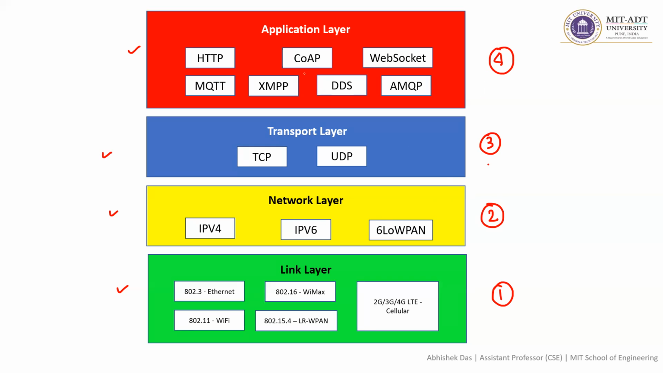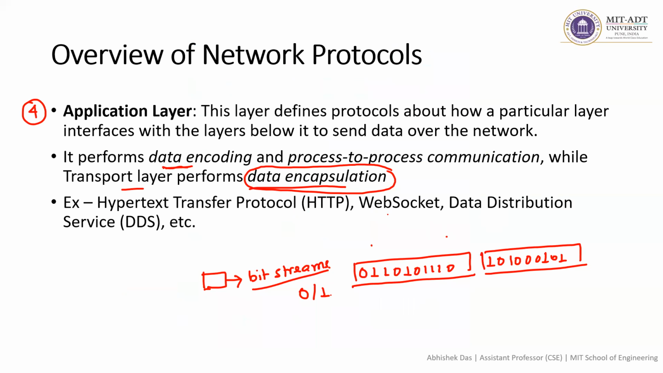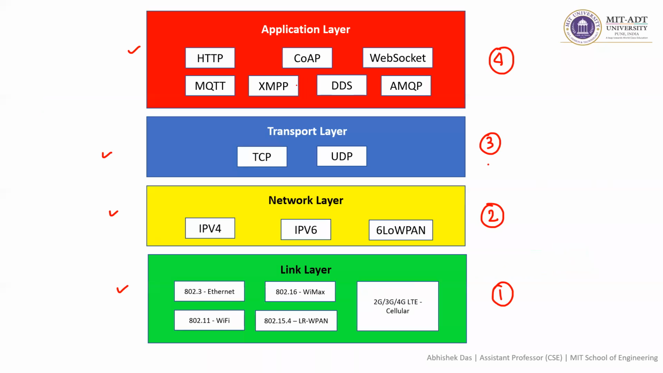In the fourth layer, there are protocols like HTTP, CoAP, WebSocket, MQTT, XMPP, and DDS, the Data Distribution Service, which I just explained. Along with that, some extra protocols are there, like AMQP. A lot of protocols are there in the application layer. In the transport layer, we have only two protocols, TCP and UDP. In the network layer, we have three protocols: IPv4, IPv6, and 6LoWPAN.